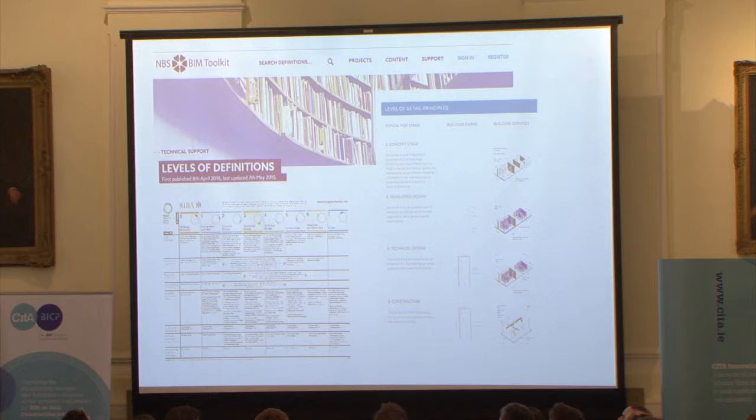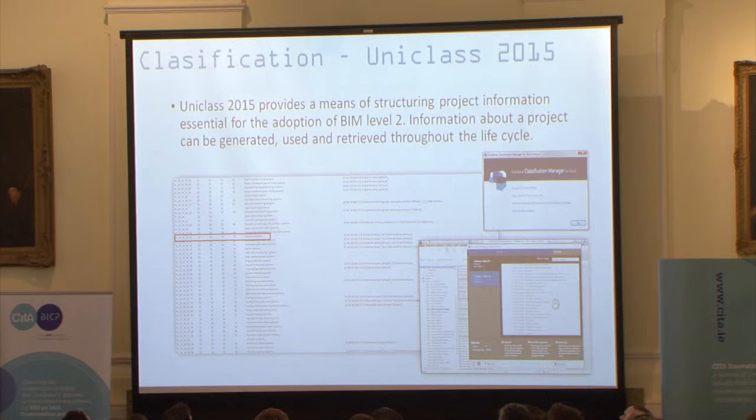There is a new system based on the NBS BIM Toolkit, which is aligned with the RIBA work stages. The idea is that this system will be used going forward through our construction. Classification, we're using Uniclass 2015. This is currently being embedded into all the models and all the elements. We're using the classification manager for Revit to do this.